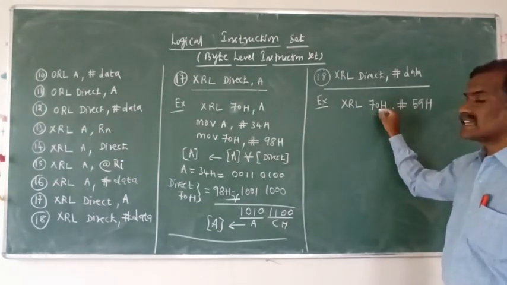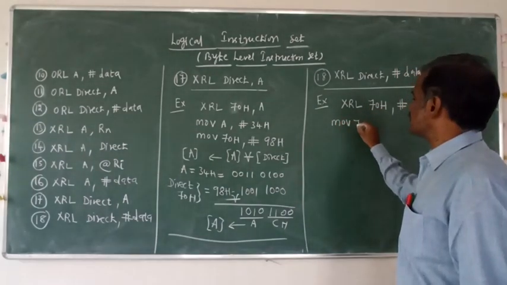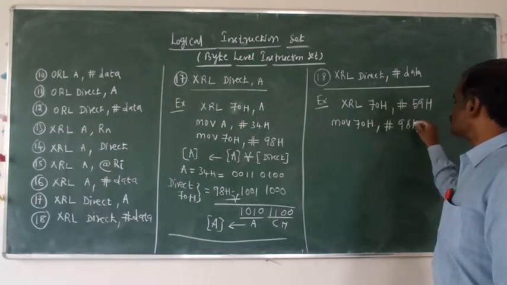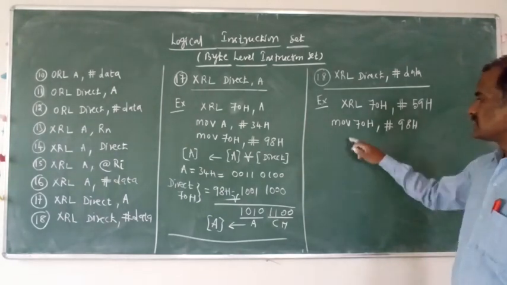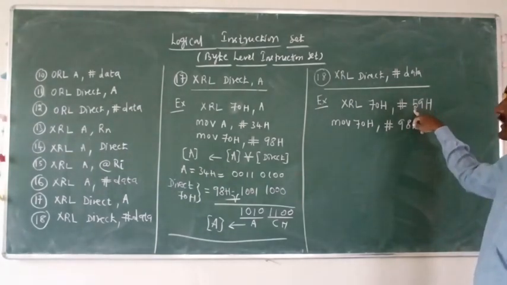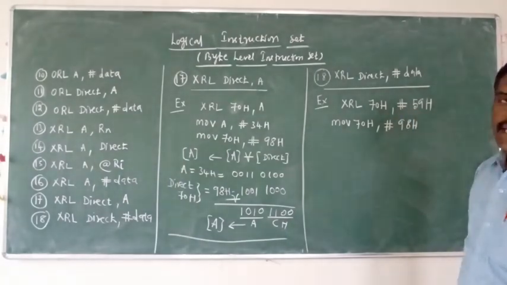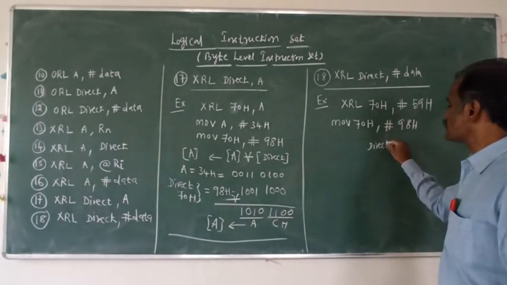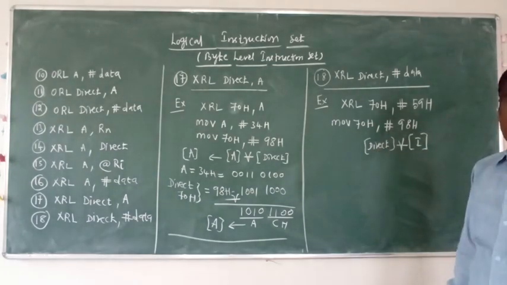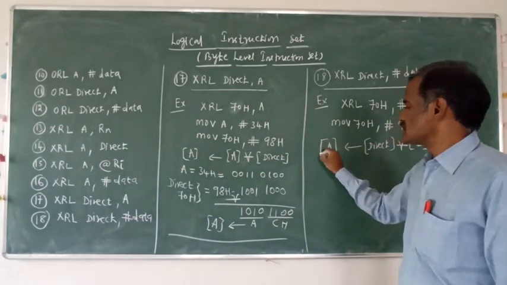First we have to initialize what is the data in memory 70H. MOV 70H comma 98H, so the address 70H has data 98, and the immediately given data is 59H. Now logically exclusive OR these two, that is the direct memory address location data and the immediately given data, and the result moves to the A register.